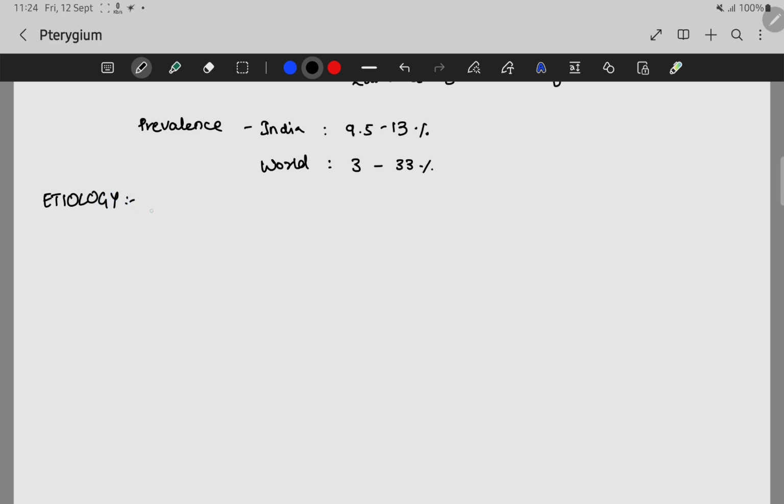Now coming to the etiology, as you have seen, one is the UV rays, and in some cases it is also being called loss of limbal stem cells. Because of loss of limbal stem cells, these cells migrate from the conjunctiva onto the cornea, and also due to dust, and in some cases there is also herpes simplex virus.